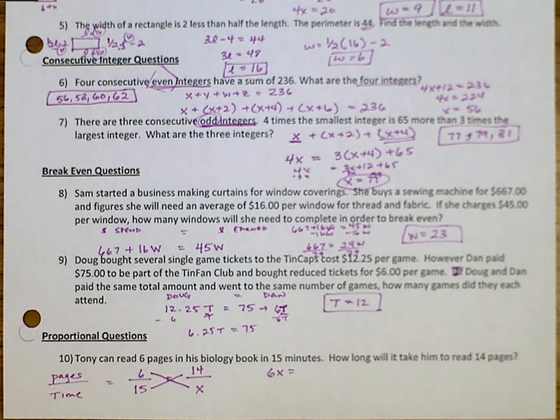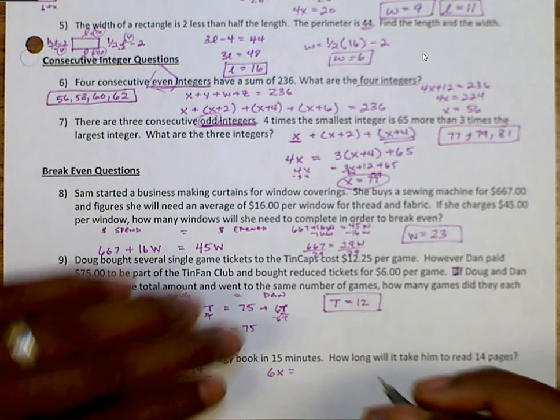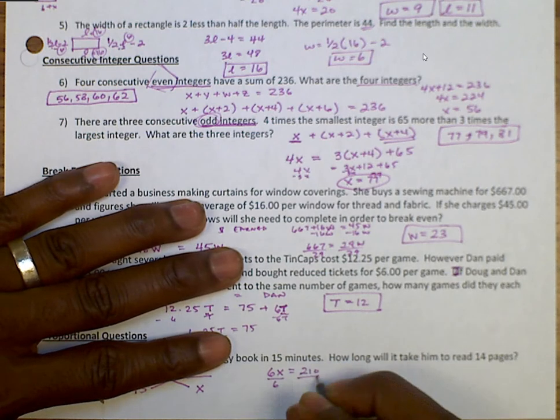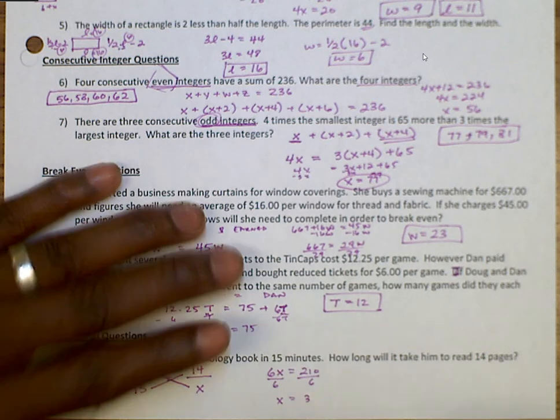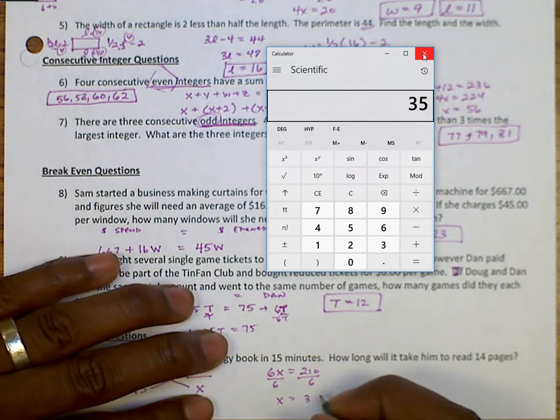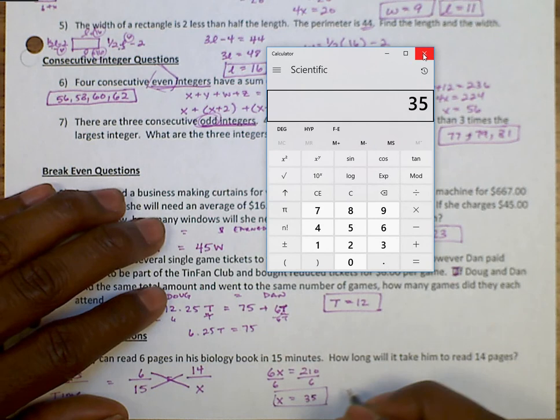Looks like 6x equals 210. 15 times 14, 210. Divide by 6, divide by 6. So that should give us 35. Let me make sure, I don't trust myself with that. 35. Okay, and so how long will it take him to read 14 pages? 35 minutes.